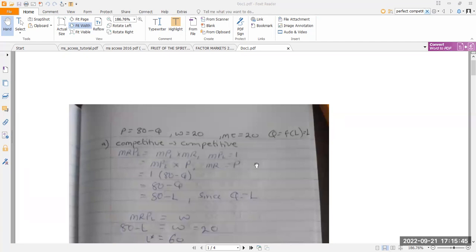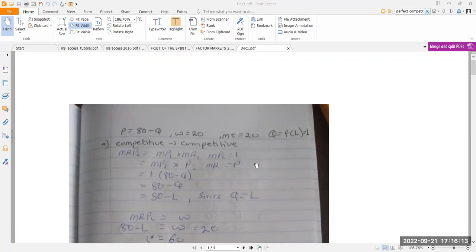Now, the scenarios are four. Okay, we are dealing with two markets here: the factor market and then the output market. So it's possible that the output firm will be in a competitive market, and then the input firm will also be in a competitive market. That's the first case where the output market is competitive, and then the input market is also competitive.